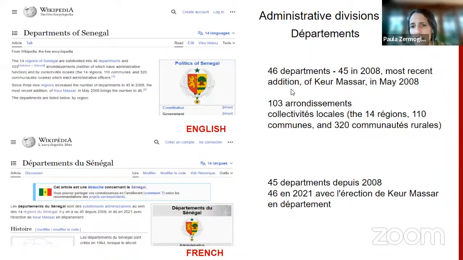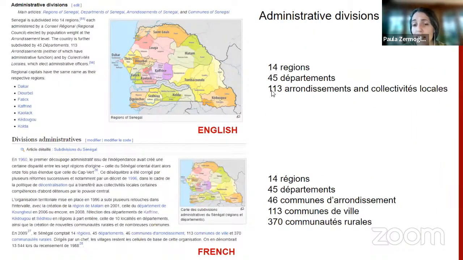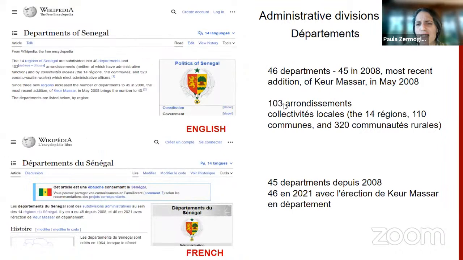Okay, so in this one, we keep going in English. Now it talks about the next division down, and it says that it has arrondissement and local collectivities and communes. Now, the numbers don't match those that the French were saying, and even the ones that they were saying before. In this page, it said 113, and in here it says 103. So what happened with the other 10? So you see that the problems are severe.